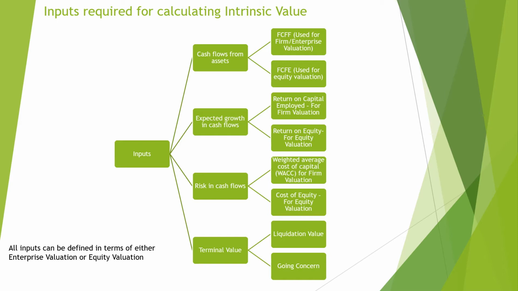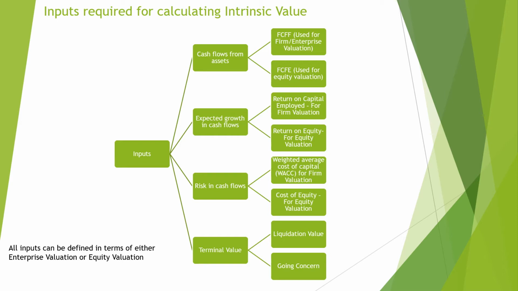So the first input is called cash flows from the assets. Second input is called expected growth in these cash flows. Third is called the risk in the cash flows, and the fourth one is called the terminal value. And as I said, all these things can be further looked upon depending on whether we are trying to value the equity or the enterprise firm. So in detail, we'll be talking about them.